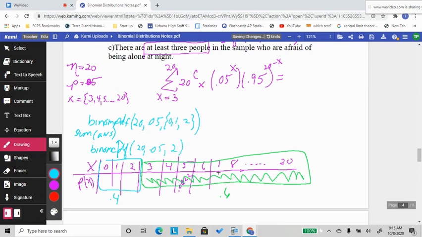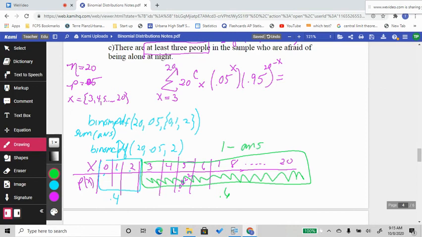CDF does this for you. It'll do 2, 1, 0, and add them up. And it'll sum it. So this takes the place of all of this. Now, once I have that in blue, I'm just going to take 1 minus that answer. So I'm going to do 1 minus whatever that answer is, and then I'll get the answer I want.